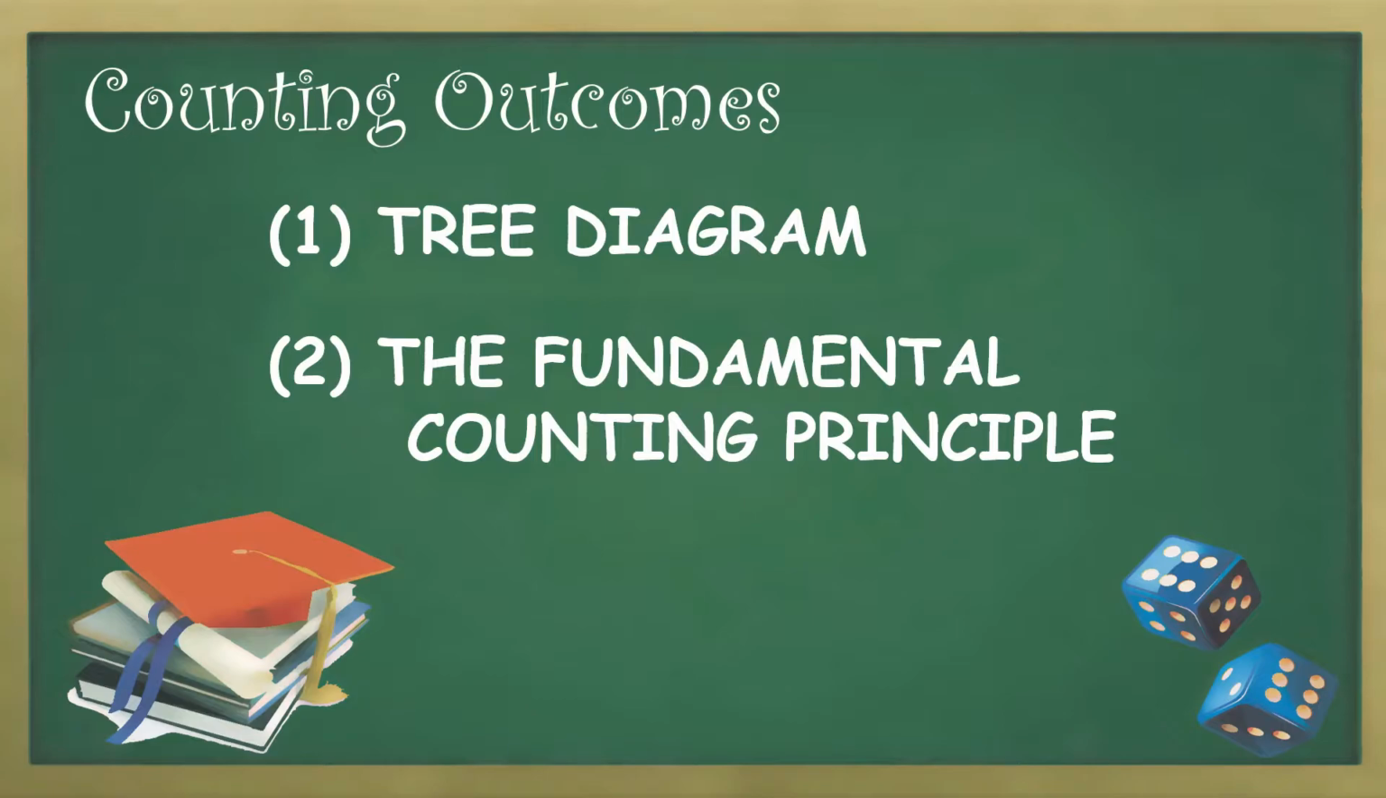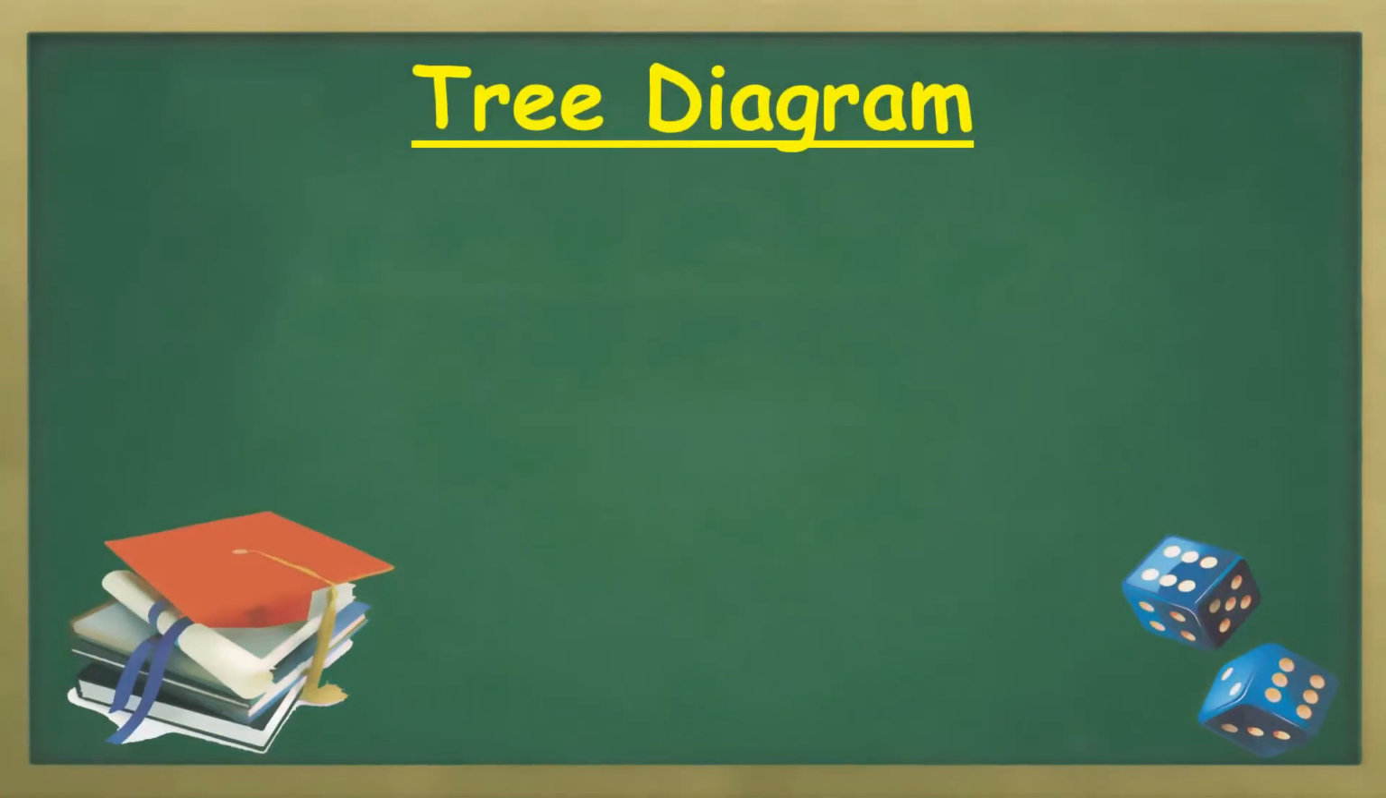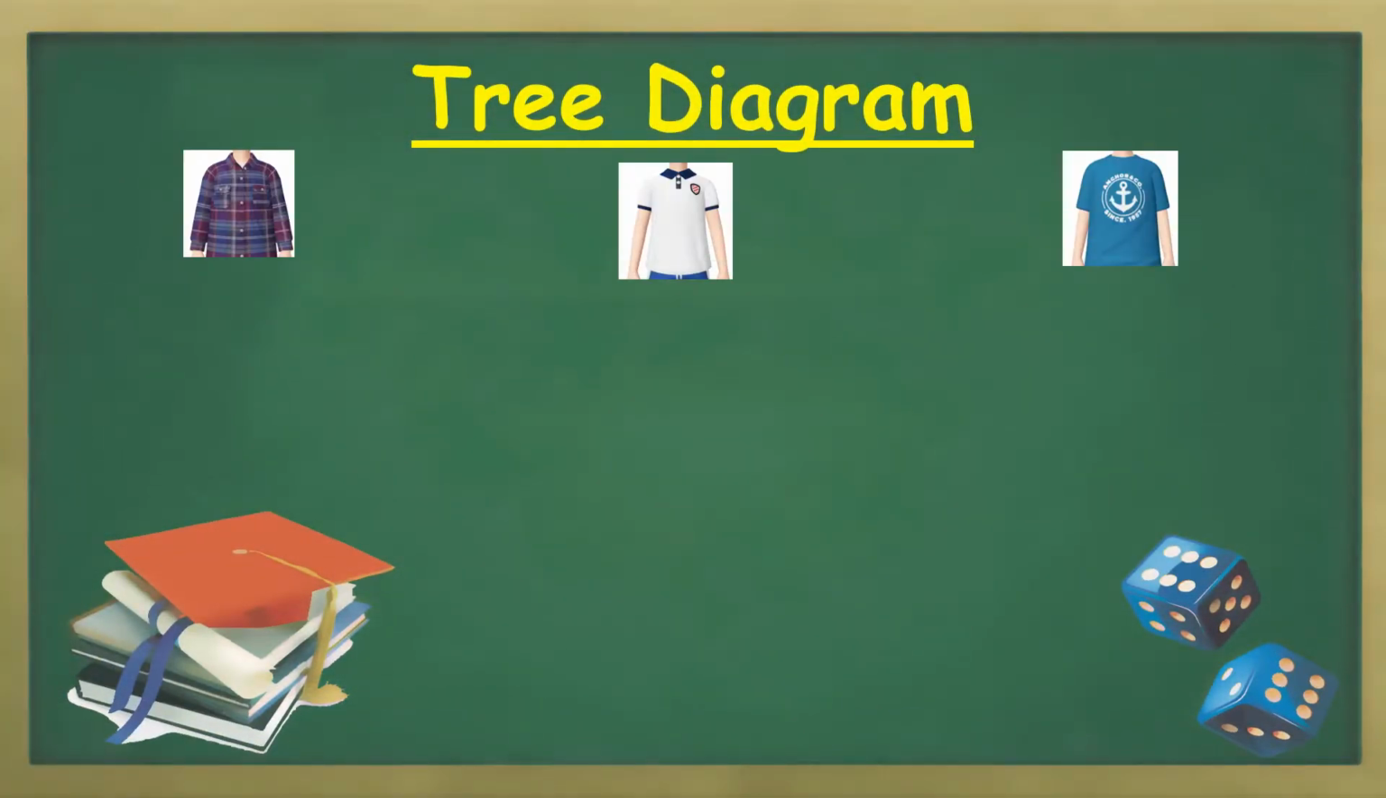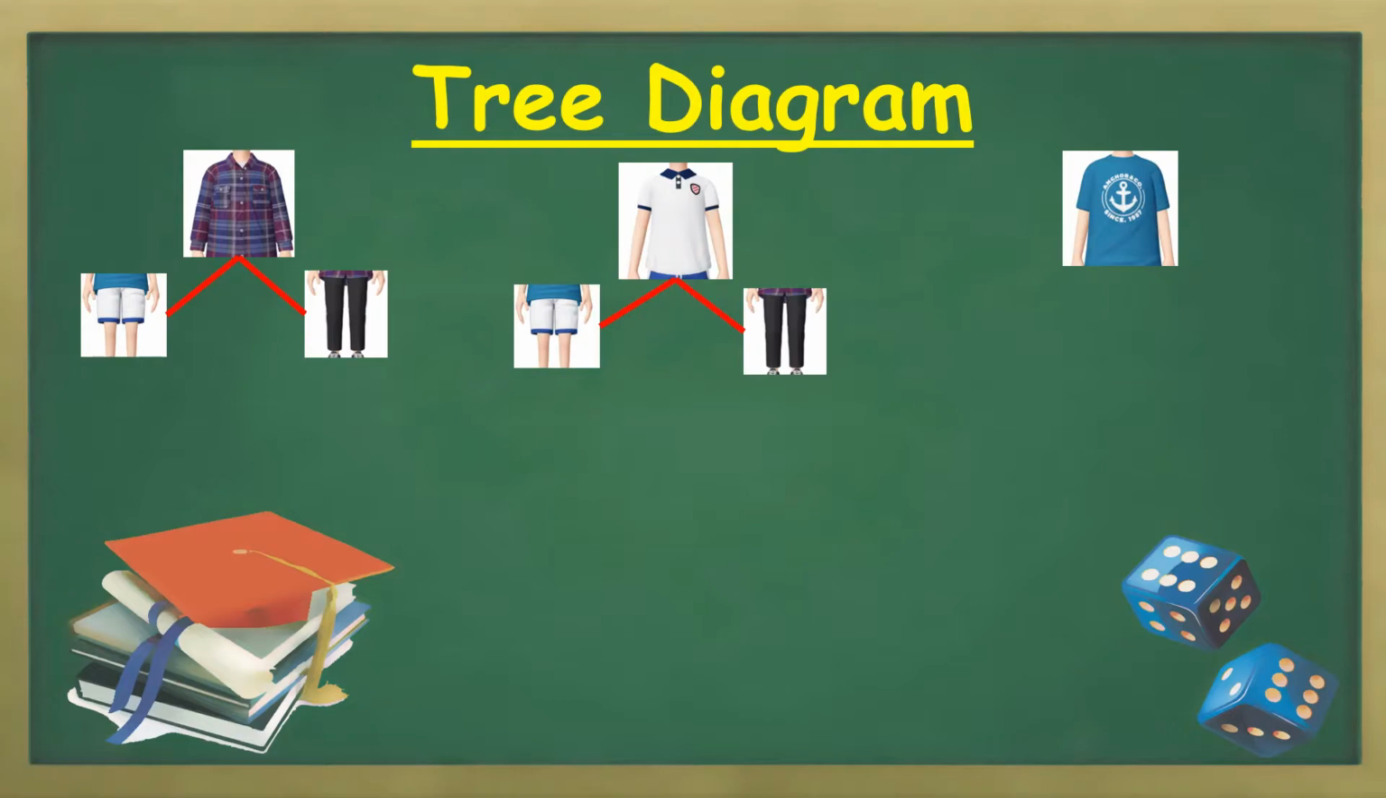So first, let's try the tree diagram. From the word itself, the tree diagram is a diagram similar to a tree with a trunk and branches. So now let's try the tree diagram. First, Pedro can choose between long sleeve, polo shirt, or t-shirt. Then if Pedro chooses the long sleeves, we can have shorts or pants. The same thing with the polo shirt, we can have shorts and pants. And so with the t-shirt, shorts and pants.